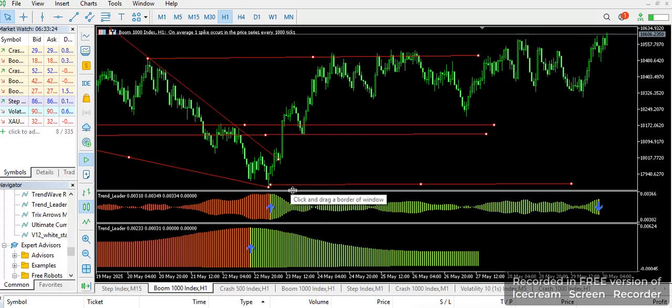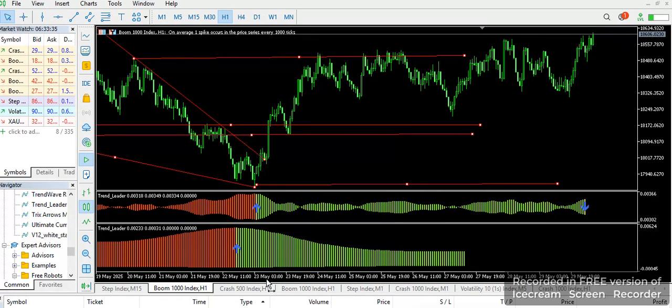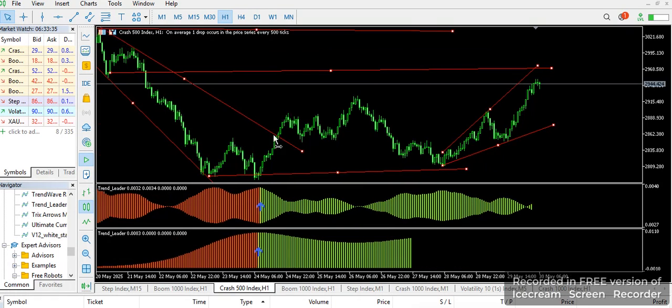So this will be my entry point, but if I don't get that particular sign, I can wait for this entry point, which is our trend level 1. And you can see what happened here. It skyrocketed and hit our take profit 2. And that is how you can make use of this indicator, guys.